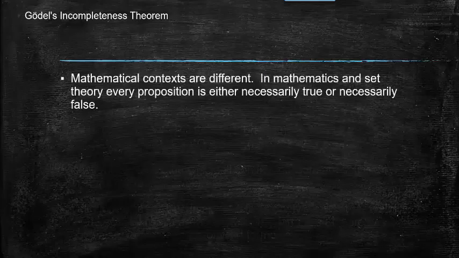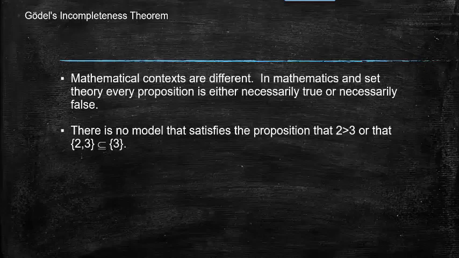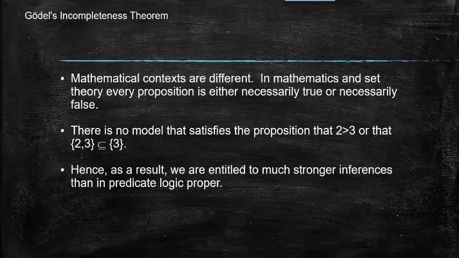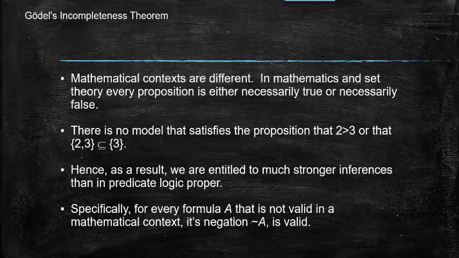So mathematical contexts are different. In mathematics and set theory, every proposition is either necessarily true or necessarily false. There is no model that satisfies the proposition that 2 is greater than 3, or that the set with the elements 2, 3 is a subset of the element of the set that contains the element 3. Hence, as a result, we are entitled to much stronger inferences than in predicate logic proper. Specifically, for every formula A that is not valid in a mathematical context, its negation, not A, is valid. And that's very important.